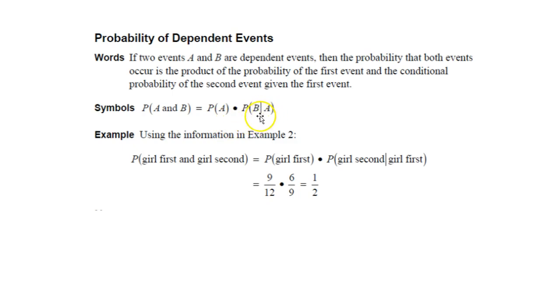So we say this is the probability of B after A has occurred. If we're talking about this in example 2, the probability that we choose a girl first and a girl second, we didn't talk about this example. But the probability of choosing a girl first was apparently 9 out of 12. But once we've chosen that girl, there aren't as many girls to choose from. So that would change the probability of the second event.